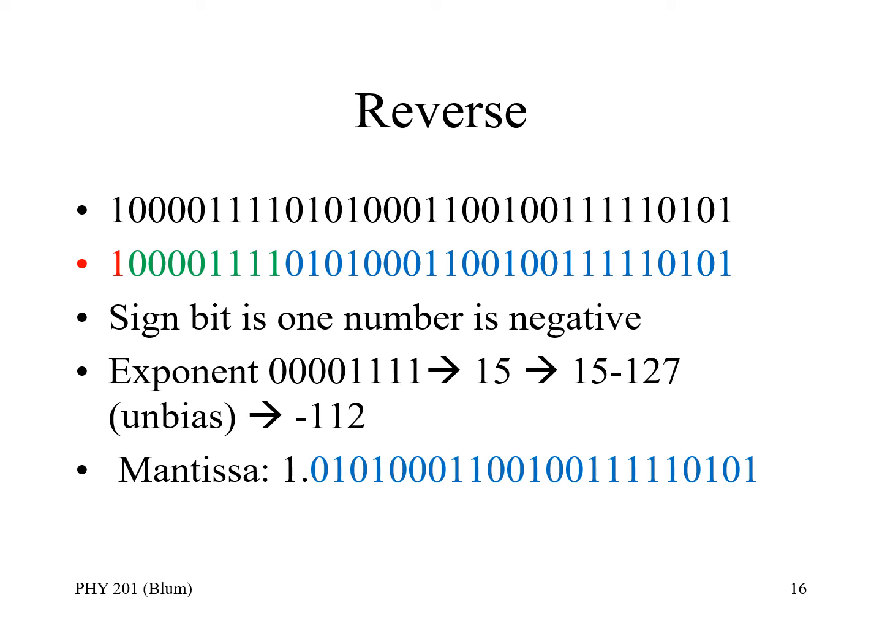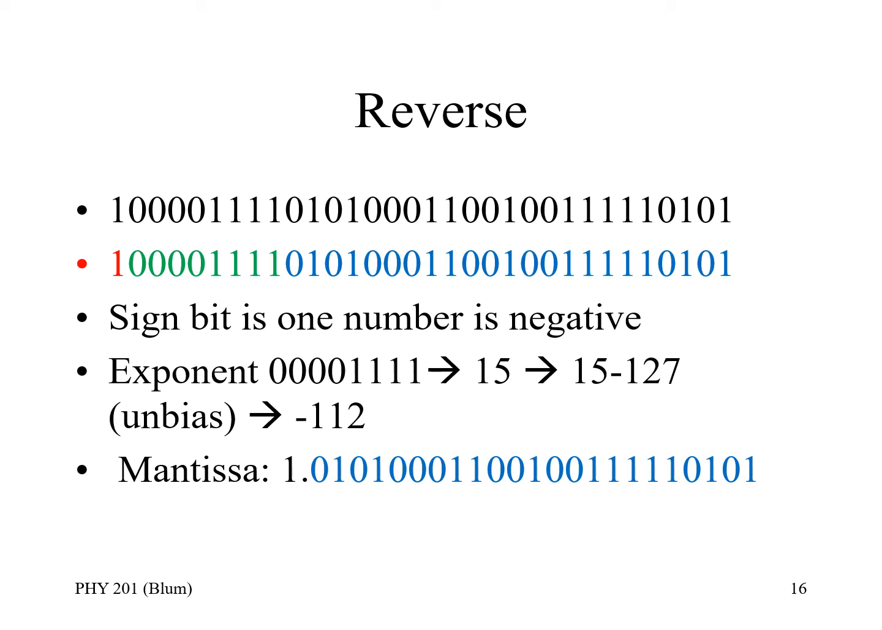The next 8 bits correspond to the exponent. It's shown in green. It's 00001111. That corresponds to 15. But to get to the exponent, we took the power of 2 and we biased it by adding 127. So now, to get to the power of 2 from the exponent, we must unbias. We must subtract 127. So we take the 15, we subtract 127 and get minus 112.